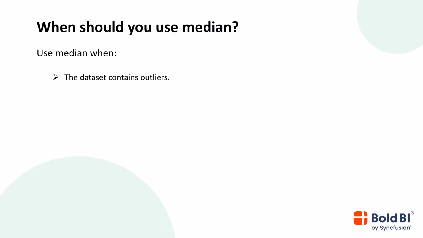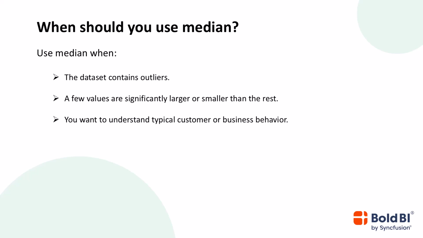Use median when the dataset contains outliers. A few values are significantly larger or smaller than the rest. You want to understand typical customer or business behavior. Accuracy is more important than overall totals. Many analysts compare both average and median to gain a more complete understanding of their data.